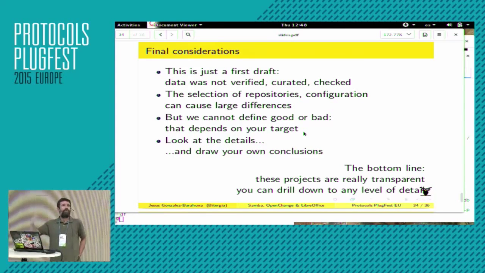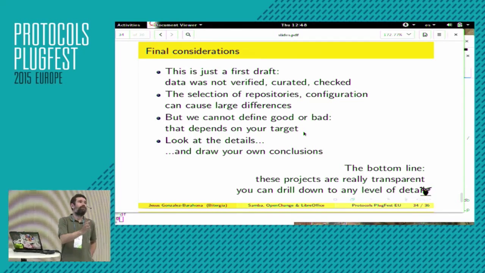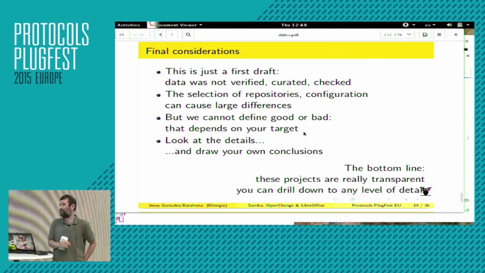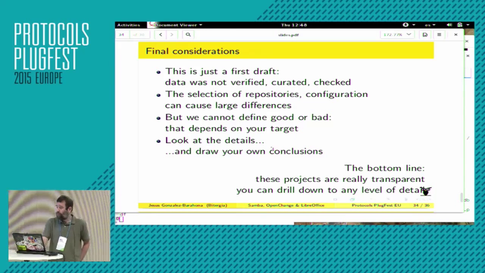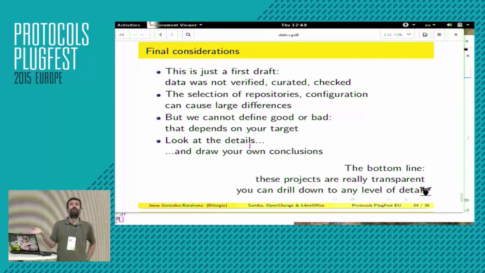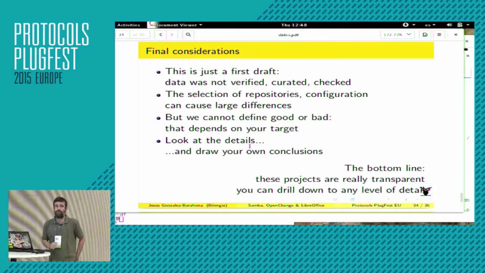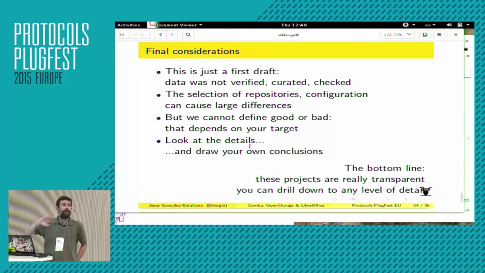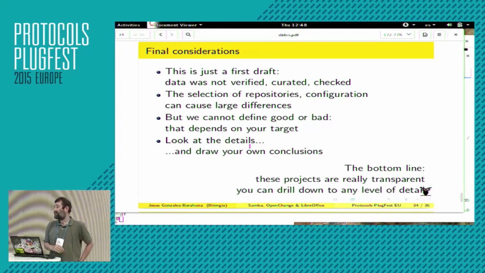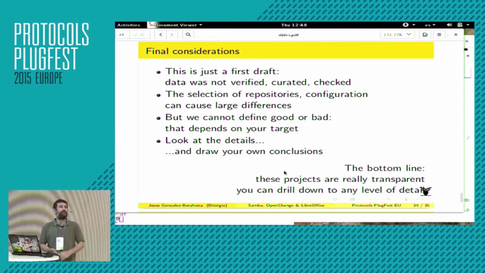This was just what we thought, but you can go use the same tools and do the same analysis if you want, with the kind of parameters, with the kind of repositories and so on that you may want. So look at the details. You can go to the dashboards too, and they are live. You can go there, play with them, and draw your own conclusions. So for me, the bottom line is these projects are really transparent.